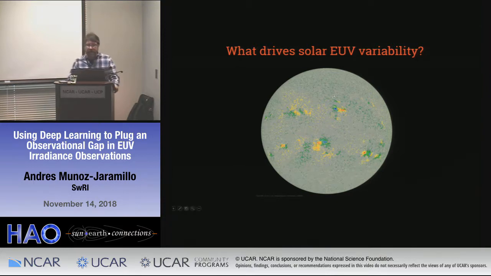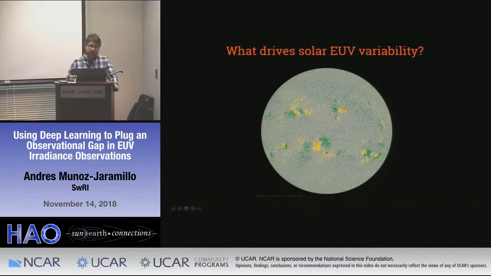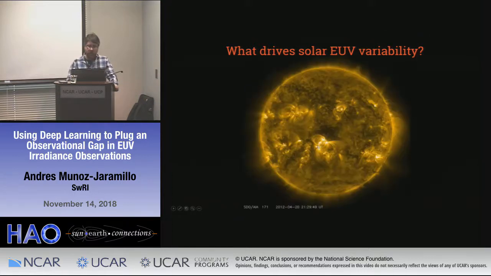You can see the active regions, so the bipolar structures that give structure to the solar magnetic field. And if you look at this in an EUV wavelength, which in this case is an AIA image at 171, you can see that this magnetic field is basically giving structure to the corona. And so, as with the magnetic field, EUV irradiance changes on what you can think of as 3 different time scales.